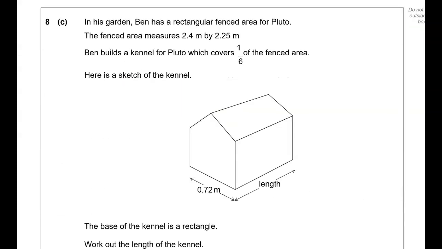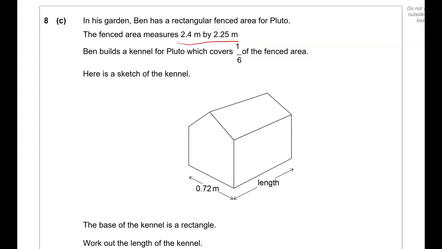In his garden, Ben has a rectangular fenced area for Pluto. The fenced area measures 2.4 meters by 2.25 meters. Ben builds a kennel for Pluto, which covers 1/6 of the fenced area. Here is a sketch of the kennel. The base of the kennel is a rectangle. Work out the length of the kennel.